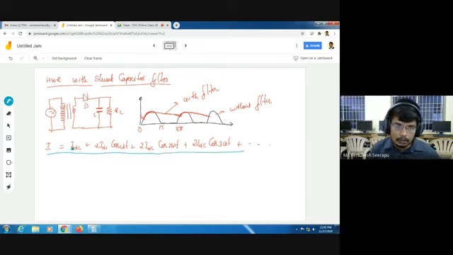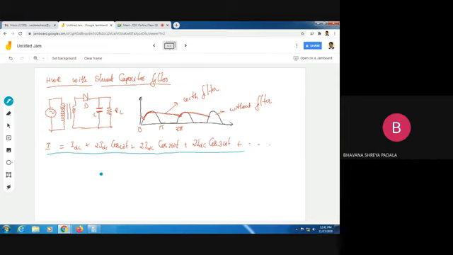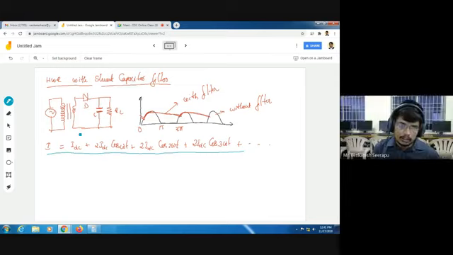In this output equation, how many DC components are there? One, yes, one. A constant value is DC. Wherever cos and sin appear, all of these are AC components. The constant is the DC component.